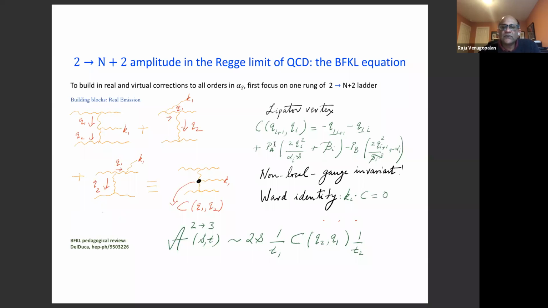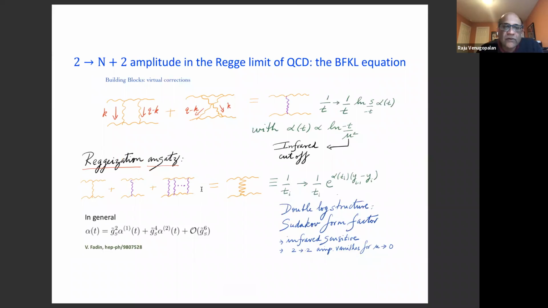This effective vertex is what's called the Lipatov vertex. It's a non-local vertex. It depends on both the momenta being transferred down this ladder, but it's gauge invariant. So you can write this whole thing in terms of a gauge invariant object, and it satisfies a Ward identity that the k_i being emitted dotted with C is 0. Then this 2 to 3 real amplitude, which is a function of the Mandelstam variables s and t, can be written as twice s, 1 over t1, which is the propagator for the transfer down this way, then the effective vertex C, which is non-local, and then this propagator 1 over t2. So that's the 2 to 3 vertex, where you resum all these different contributions in just one rung of the ladder.